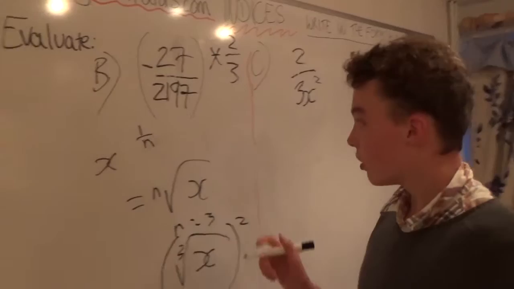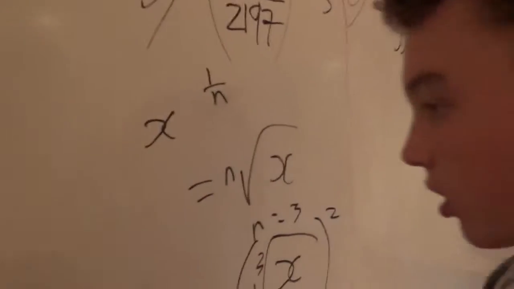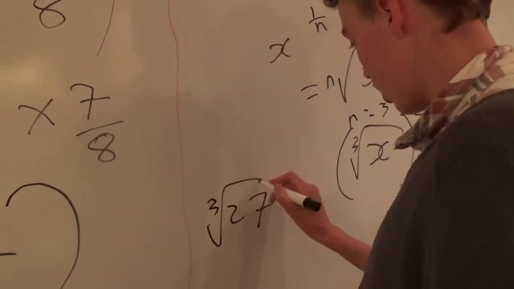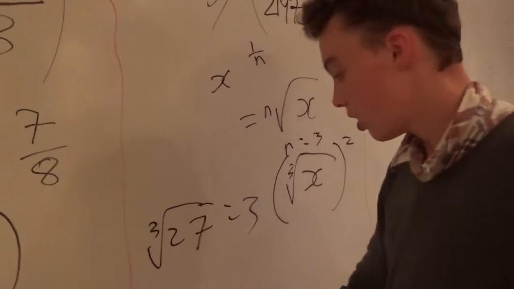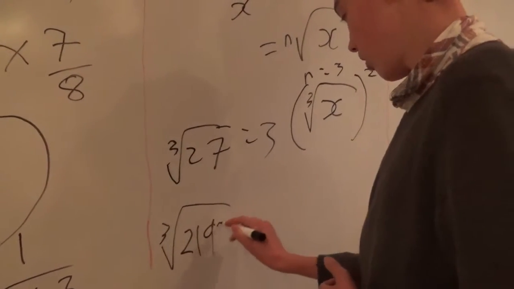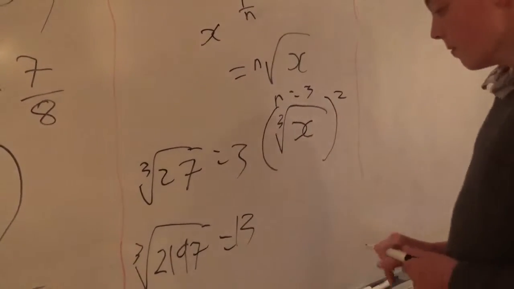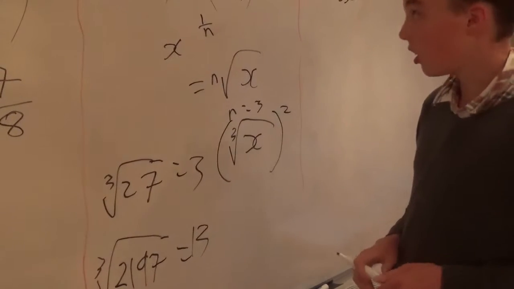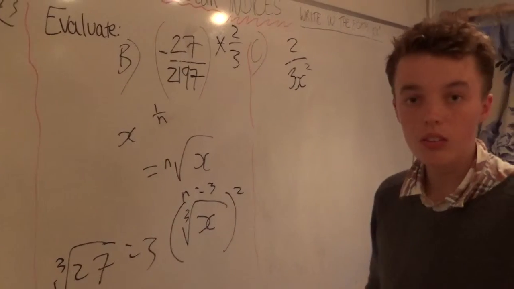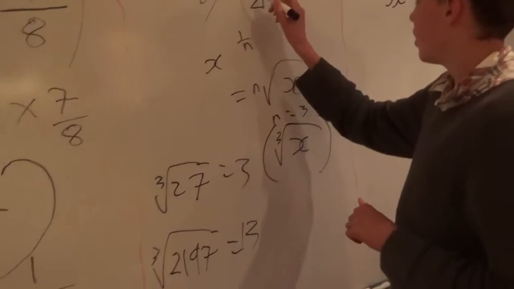So the cube root of 27. Cube root of 27 equals 3. Cube root of 2197 equals 13. So what is 13 squared, Edward? 169. And 169 times 13 is 2197. Okay, just general knowledge, of course. Okay, fair enough.